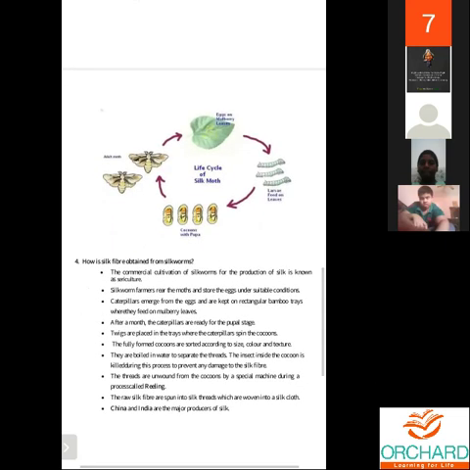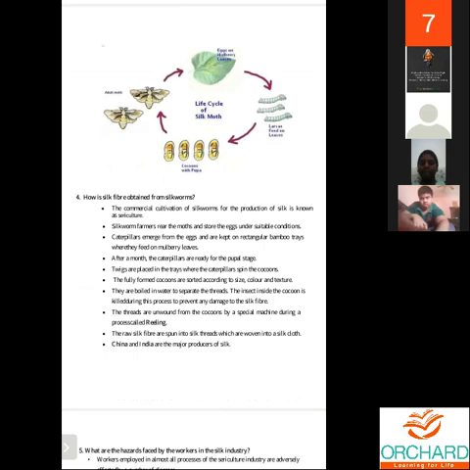How is silk fiber obtained from silk? So this is what I told you. It is commercial cultivation of silkworm for the production of silk. So the first definition is written. Then silkworm farmers will rear the moth. They will store the eggs under suitable conditions. The caterpillars will emerge out from the eggs, and on a rectangular bamboo tray, fresh mulberry leaves will be chopped and put. The caterpillar starts eating those leaves, and the same process of shedding the skin takes place.